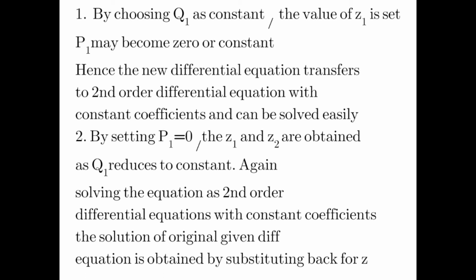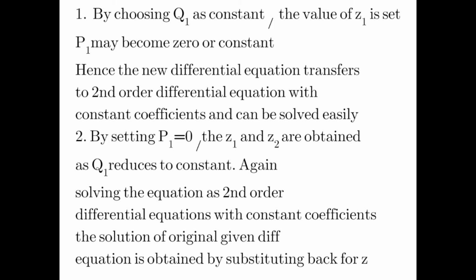And from this, we can extract z1 as z1 square is equal to q divided by q1, and then we can write z1 and also z. After finding the z1 value, p1 may become 0 or constant. By proper substitution for z2 and z1, p1 may become 0 or constant. So in the first technique, we retain q1 as constant and make p1 as 0.